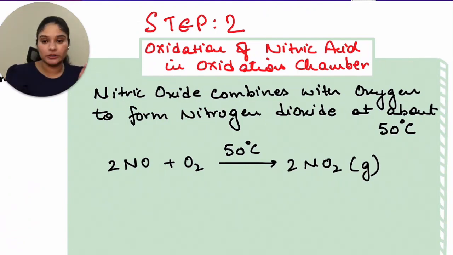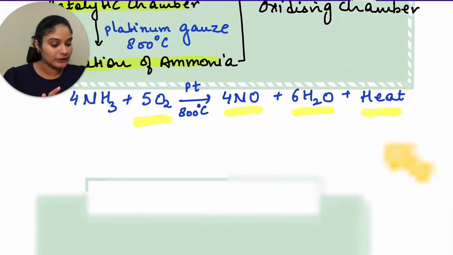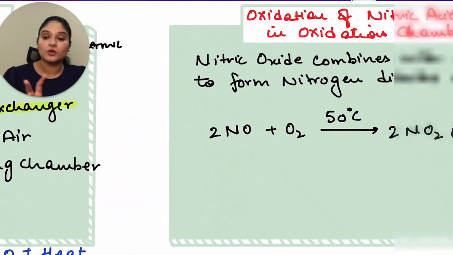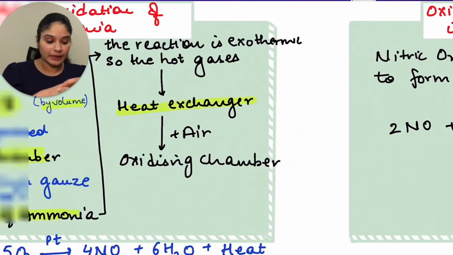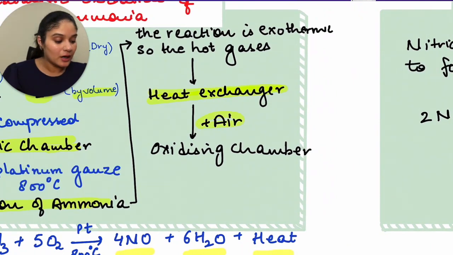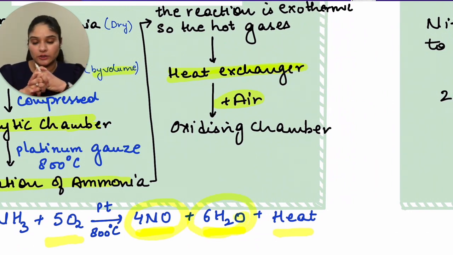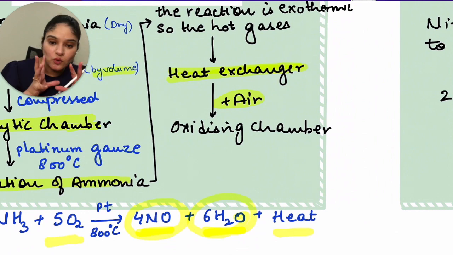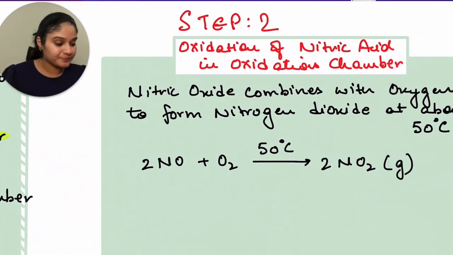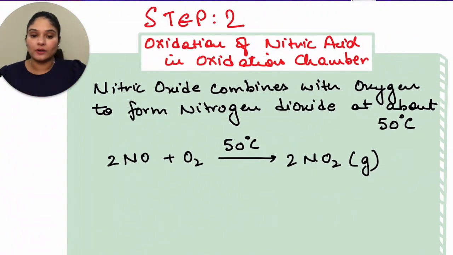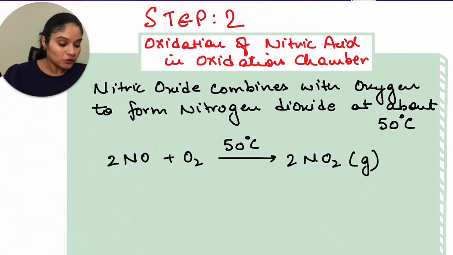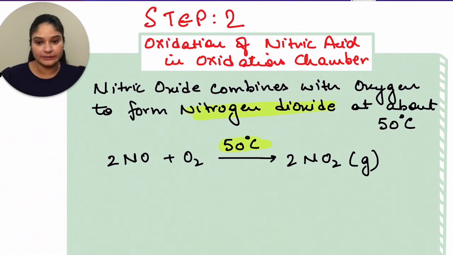So when you reach oxidation chamber, you are actually dealing with NO, water, and you add extra air to it. You are adding air to NO plus water. This is the content that happened after oxidation of ammonia, and this is what you are moving to oxidizing chamber. When you add oxygen to NO, you get NO2. So nitric oxide combines with oxygen to form nitrogen dioxide at 50 degrees Celsius.